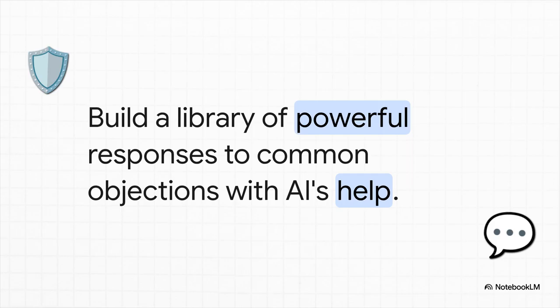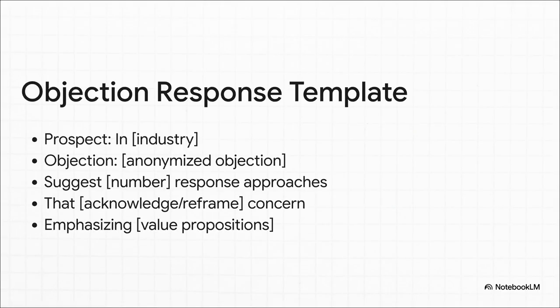Objections. We all face them. Here's how you can use AI to build an entire library of really powerful responses. So you describe a generic prospect in a certain industry, and you state a common anonymized objection, like concerns about the implementation timeline. Then you ask the AI to suggest different ways to handle it. Maybe one way that acknowledges the concern, another that reframes it, one that addresses it head-on. This lets you rapidly build out your strategic toolkit for handling pretty much anything.